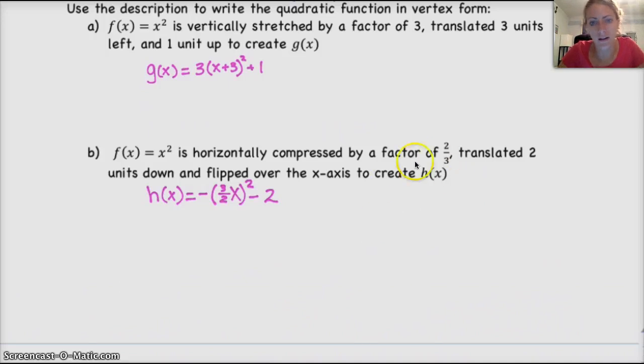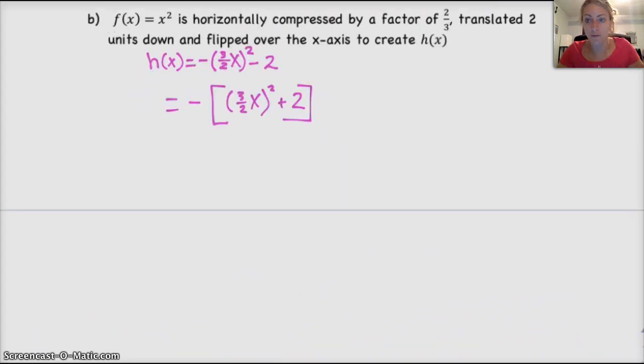So then for B, your horizontal compression should go inside the parentheses. That's 3/2 x. Translated 2 units down is outside, and then the reflection over the x-axis is out here. Now, something to think about is, what if I pull out the negative? What's the transformation now?